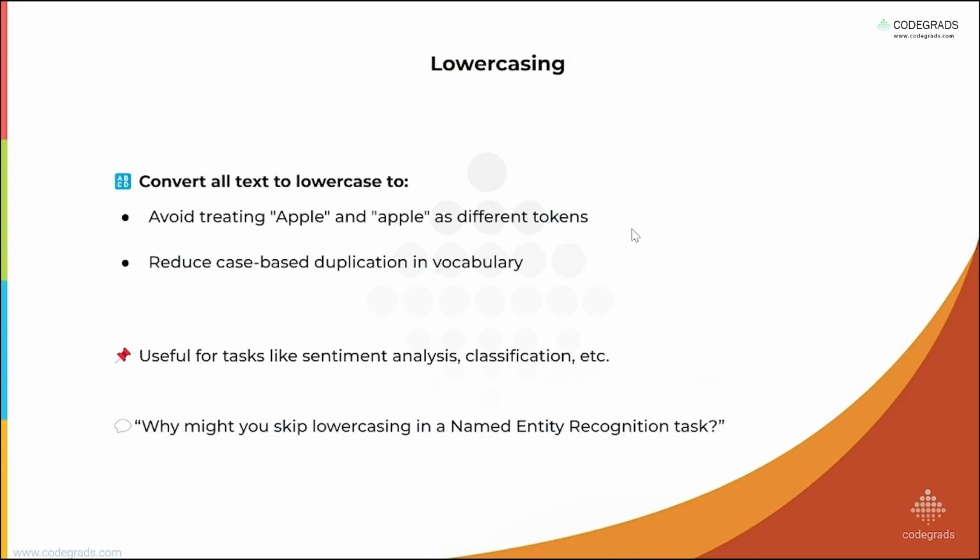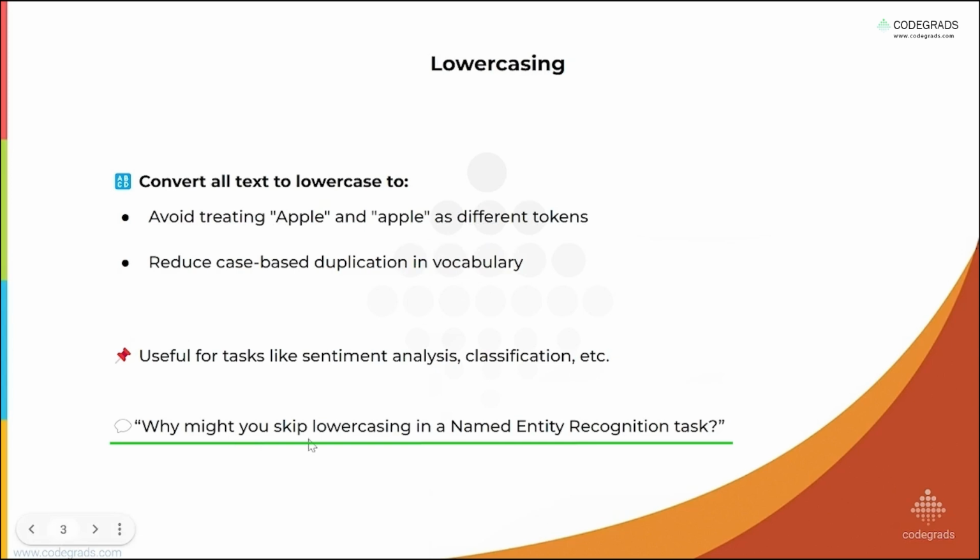Now, the first part of the preprocessing technique is lower casing. We convert all letters to lowercase. Like for Apple, we are converting it into lowercase apple, where all the letters in the word are lowercase. And we should try to avoid treating Apple and apple as different tokens. So it is basically used to reduce case-based duplication in vocabulary, useful for tasks like sentiment analysis, classification, etc.